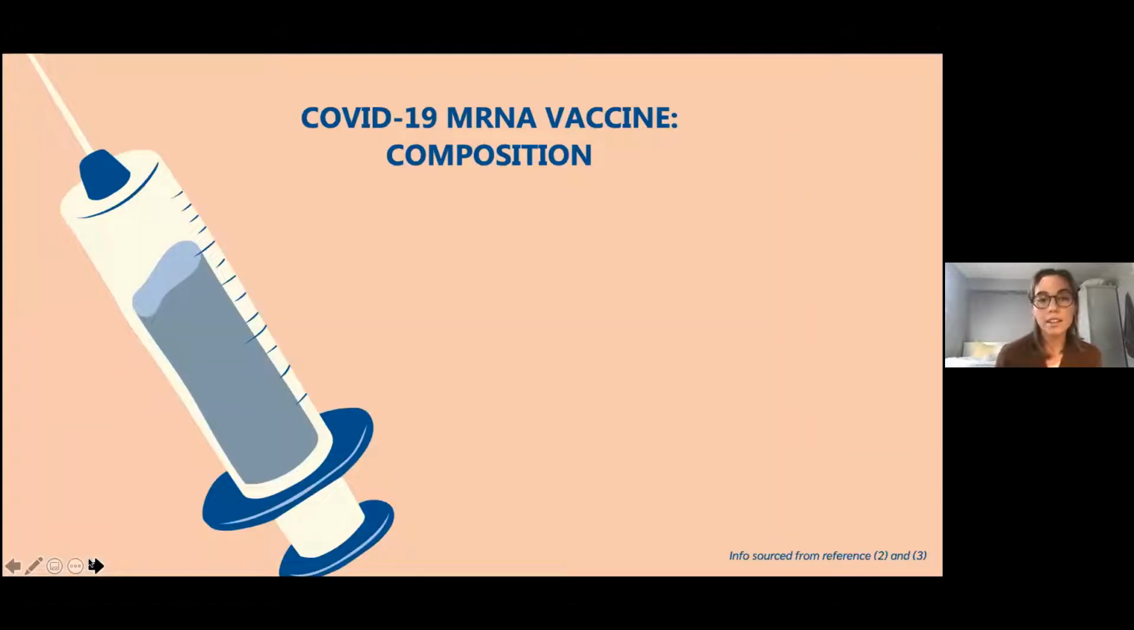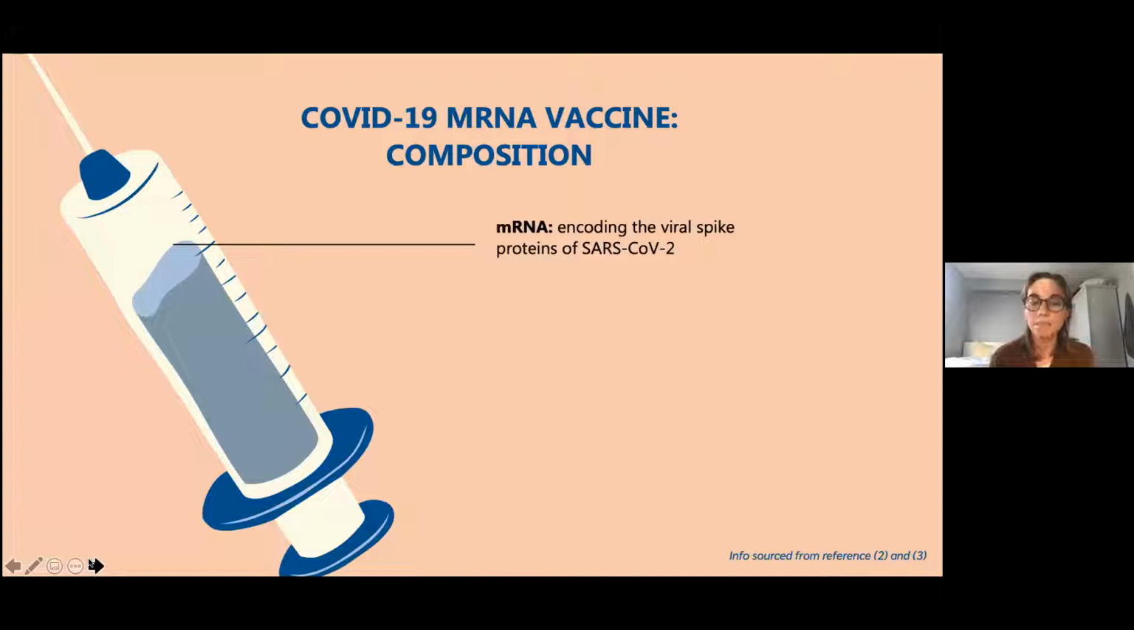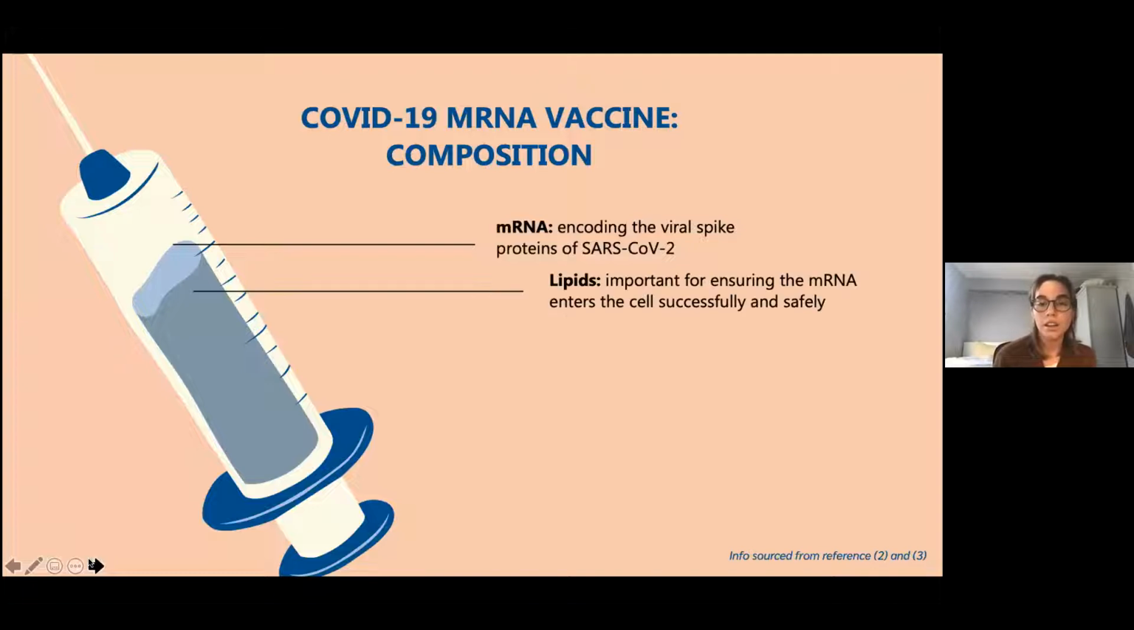So now let's get into the composition of the COVID-19 vaccine. So first we have mRNA. As I mentioned before, that encodes the viral spike protein of SARS-CoV-2. Then we have lipids. Lipids are important because they ensure that the mRNA enters the cell successfully. So there'll be a lipid nanoparticle layer that surrounds the mRNA.